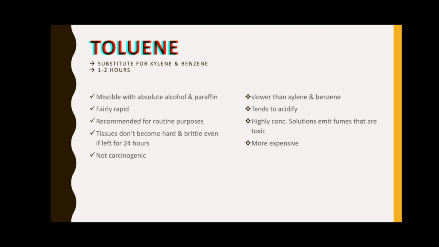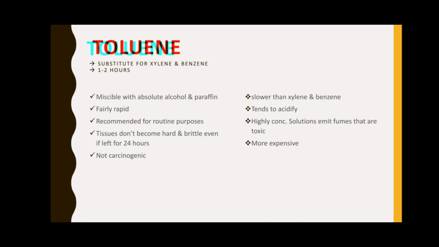Next is toluene. This may be used as a substitute for xylene or benzene for clearing both during embedding and mounting processes. Time recommended for clearing using toluene is 1 to 2 hours. Some of the advantages in using toluene is that it acts fairly rapidly and is recommended for routine purposes.